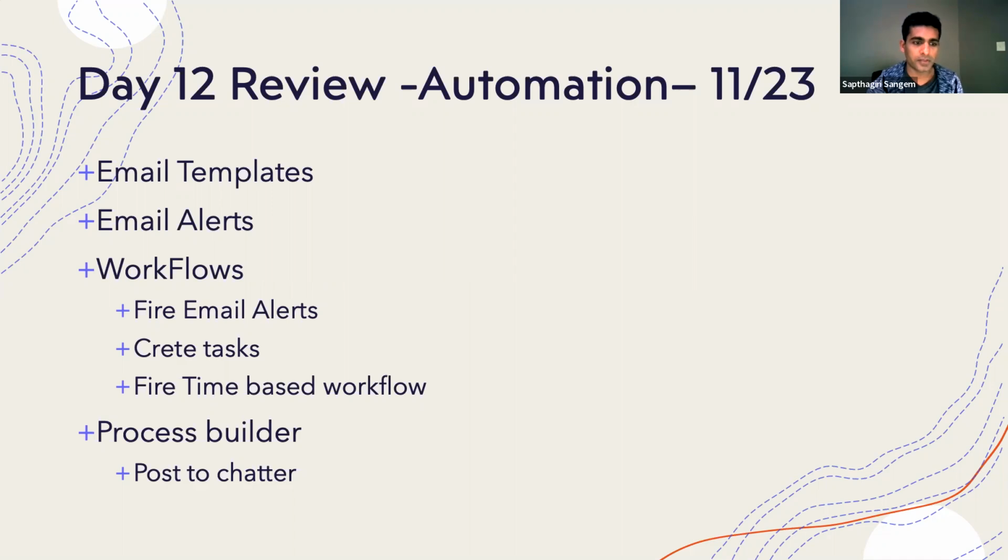So the things that we discussed: we looked at workflows, we looked at process builder, and in the process, we looked at email alerts and those things. Just to debrief, workflows are the basic, very basic one for automation, yet powerful. You can send email alerts, create tasks for some employees, and also schedule some tasks for the future. Those are some things that you can do with workflows.